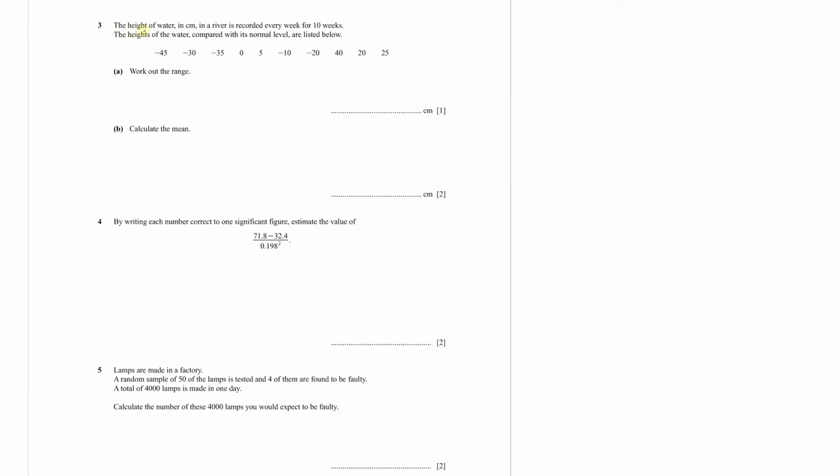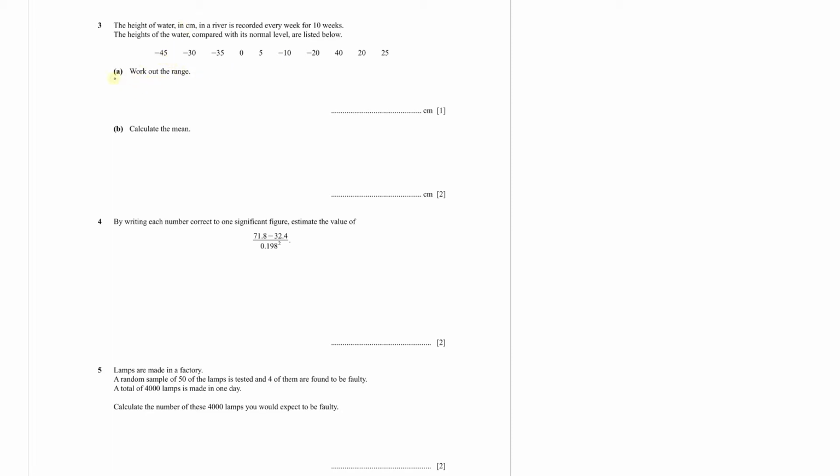Question 3 is the height of water in centimeters in a river is recorded every week for 10 weeks. The heights of the water compared with its normal level are listed below. So you have heights of water for each of the 10 weeks given here in centimeters.